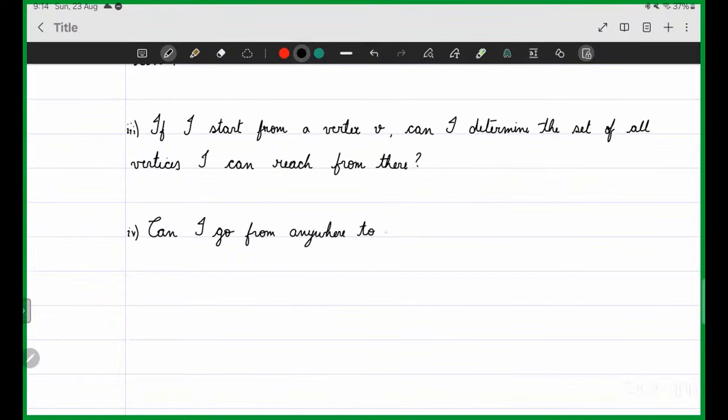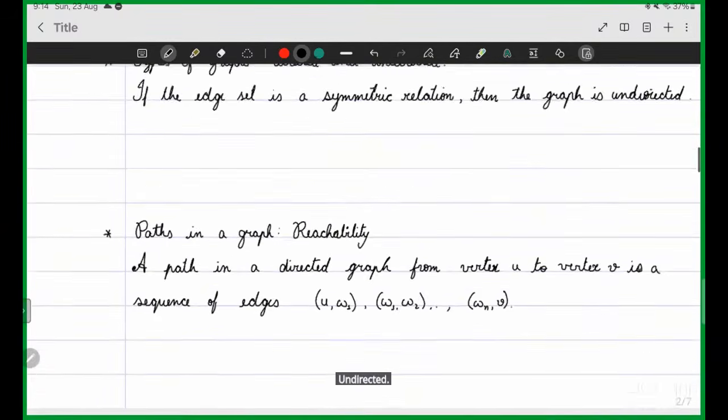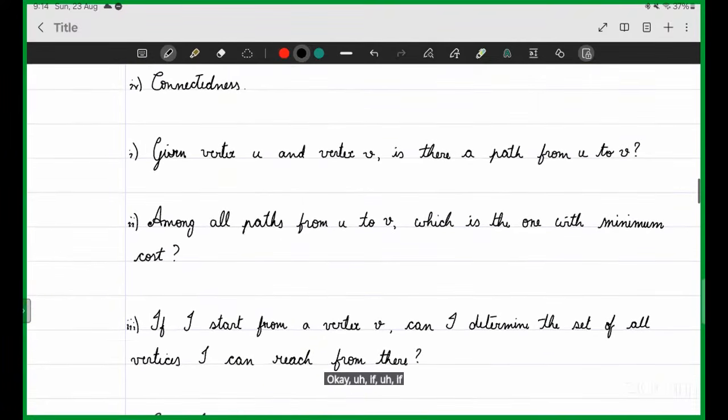This we have already discussed. I'm just writing it down. Undirected. It could be directed also. So if it will form a cycle in directed, then it will be.